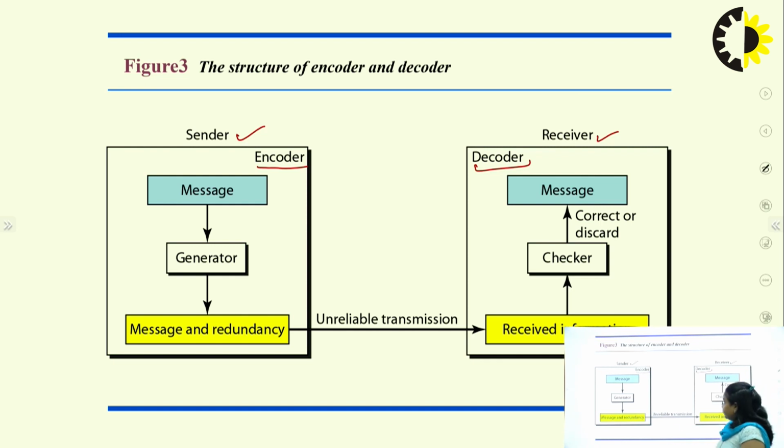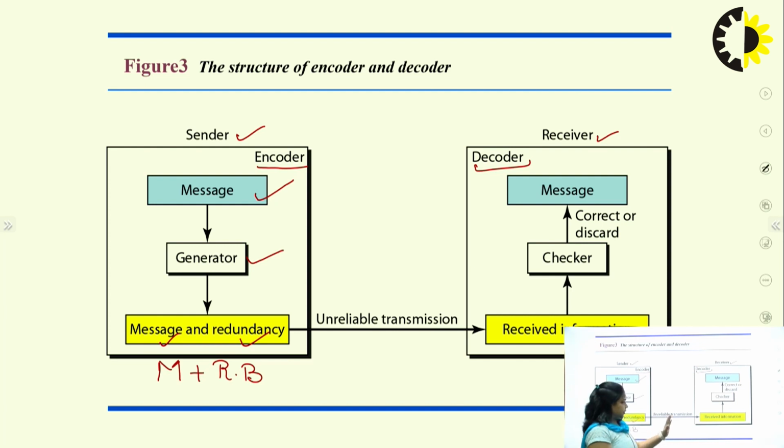So in this case, whenever the sender generates the message, it encodes the message by using the generator function. The generator varies in different ways. Then it will send the message plus redundancy data towards the network. So whenever the sender sends the data, it sends message plus redundancy bits, right? And this data is transmitted over an unreliable transmission when it comes to the receiver's information. Now the receiver will receive the message plus redundancy bits.